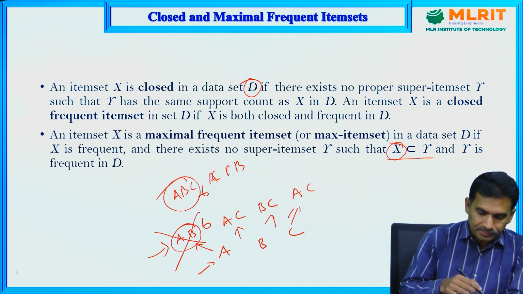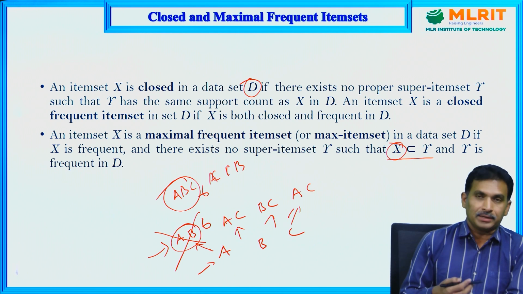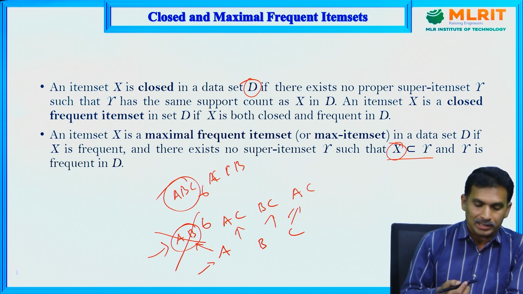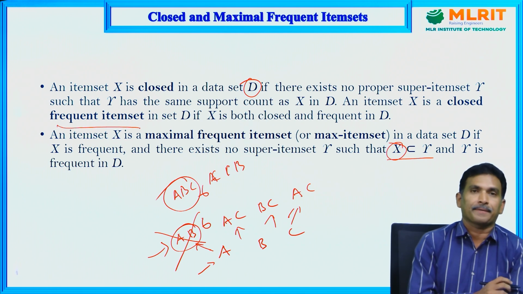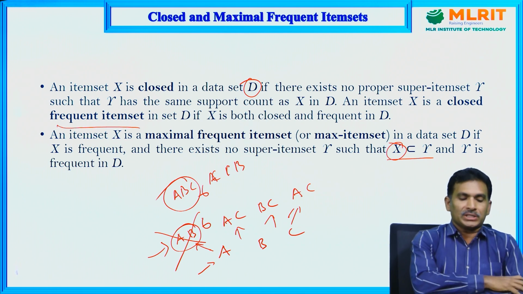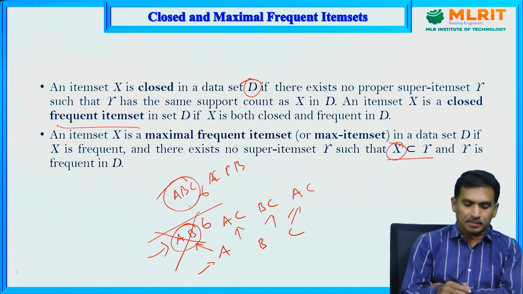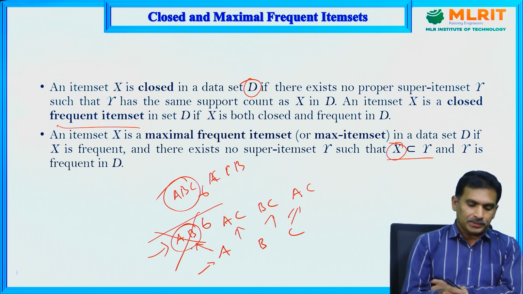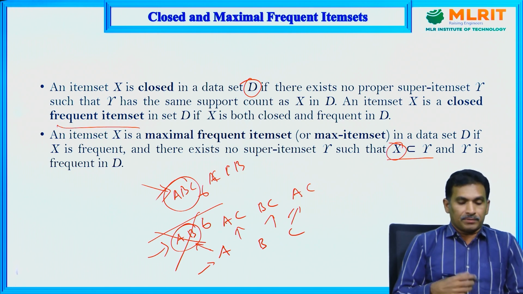Next, if it is frequent, that means it appeared more than a specified threshold value, and that is called a closed frequent item set. Next, maximal item set. If any subset has the same support count, then it will not be a super item set. So we'll consider only this one, so that we could reduce the number of frequent item sets.